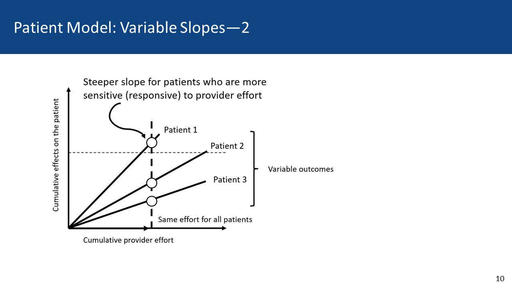Patient 2, on the other hand, has a lower slope and is less responsive to provider effort. So the circle there that represents the cumulative effects on the patient is lower and is below the threshold. So patient 2 has not been successful in achieving the outcome. And the same goes for patient 3, who has an even lower slope and is even less responsive to provider effort.